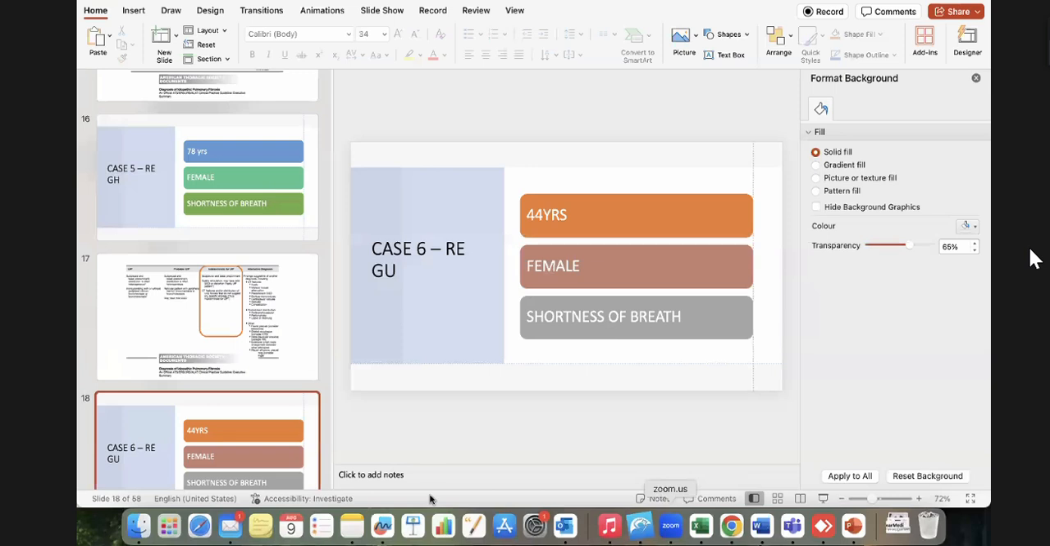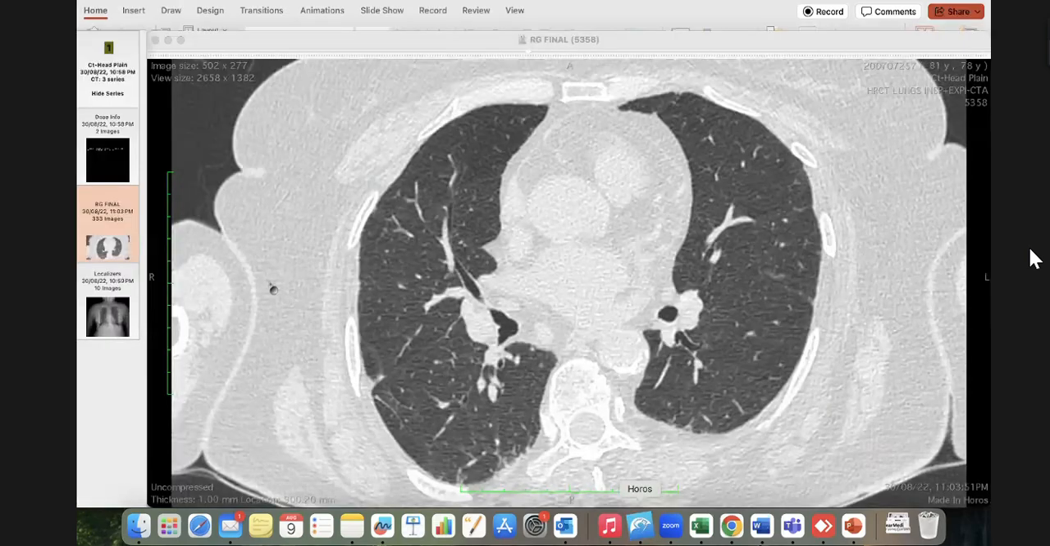Where have my arrows gone? Are you able to see the screen, or has the sharing stopped? Yes, sir, we can see case 6 right now. Okay, good.